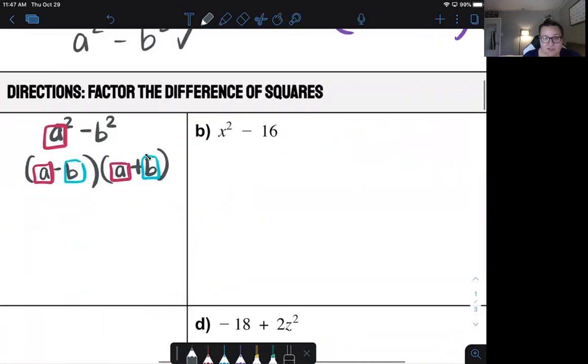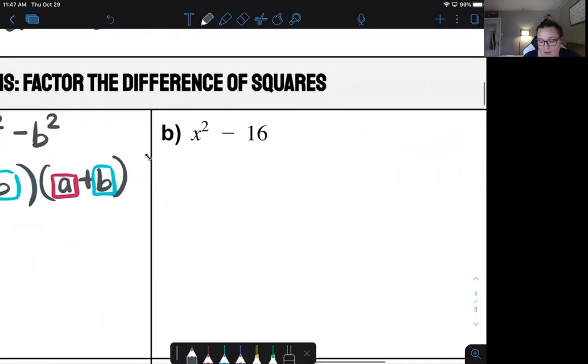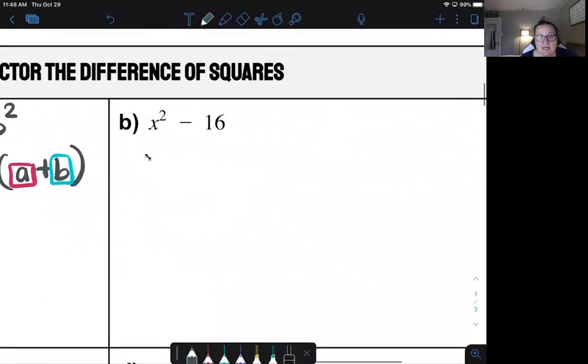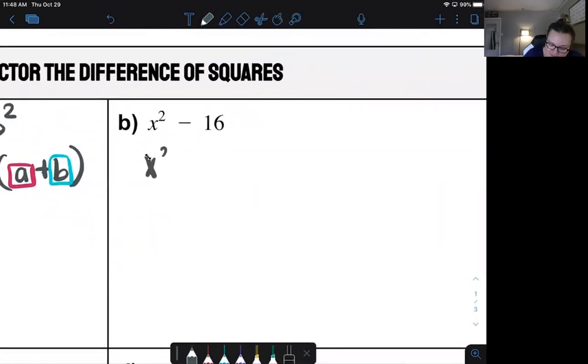All right, why don't you give it a shot? So x squared minus 16. So rewrite 16 as a perfect square. What squared is 16? Then set up your factors. Remember, one needs to be positive in the middle, one needs to be negative. And pause the video and then press play when you're ready to check your work.